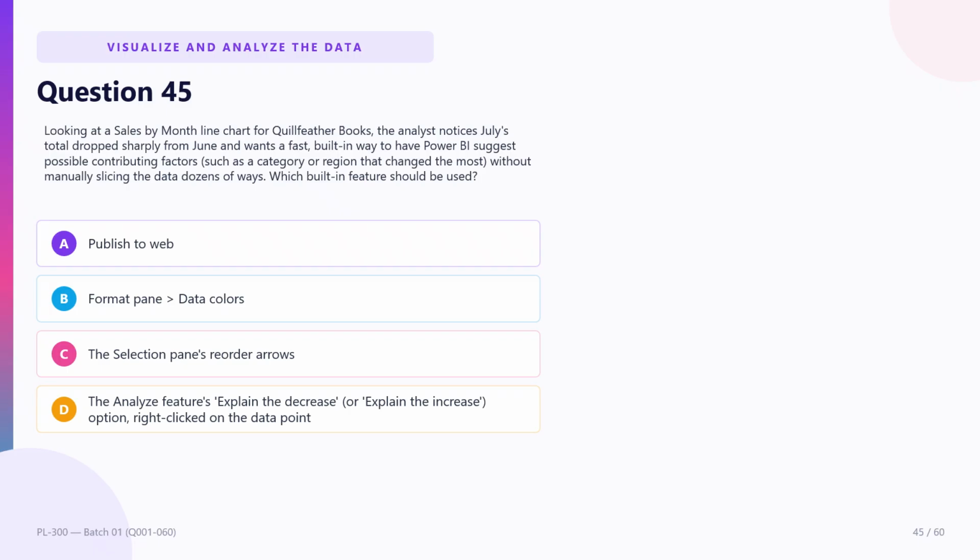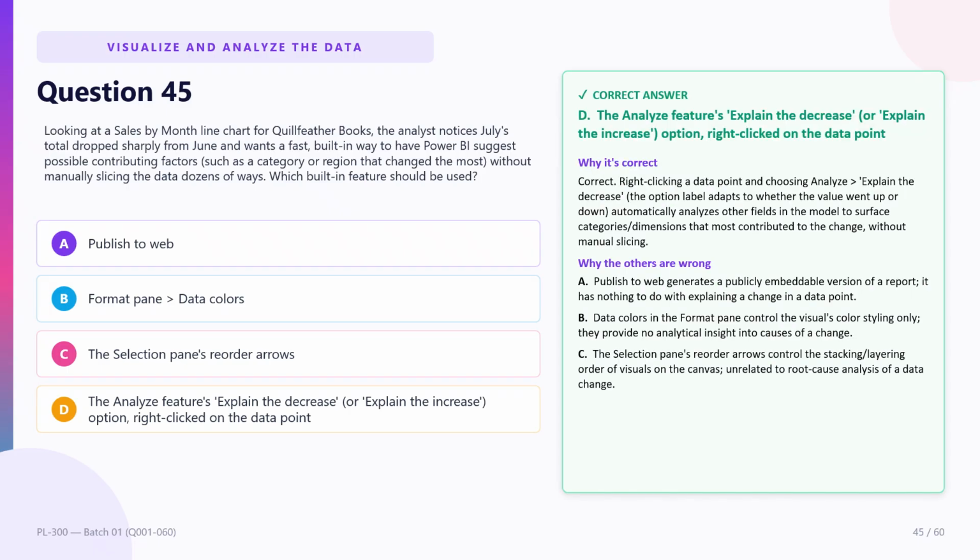Option A. Publish to web. Option B. Format pane, data colors. Option C. The selection pane's reorder arrows. Option D. The Analyze feature's Explain the Decrease or Explain the Increase option, right-clicked on the data point. Take a moment and make your choice.